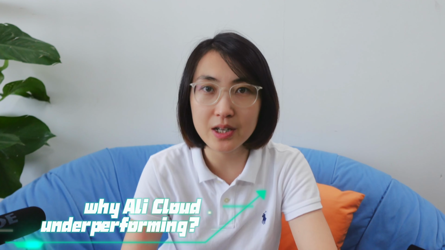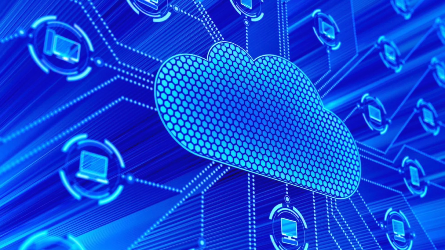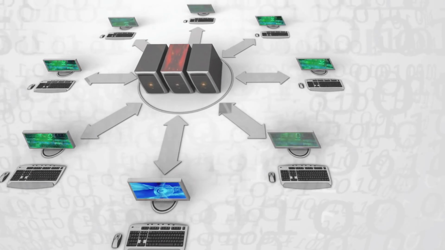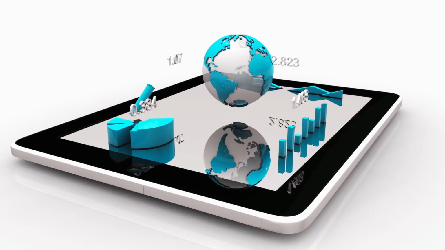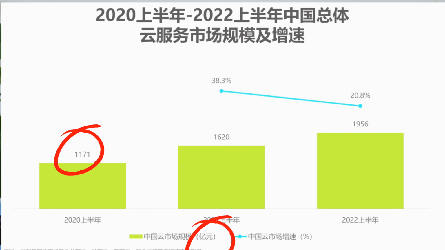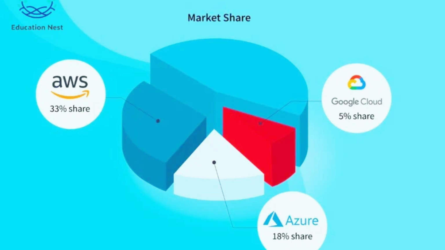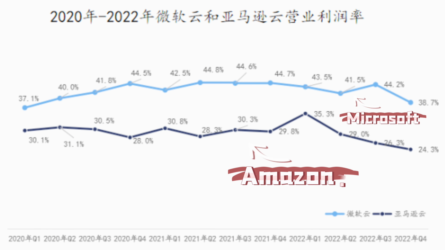Why is Alibaba Cloud underperforming? By 2030, according to industry experts' estimates, cloud computing spending will increase to at least 3 to 6 trillion RMB, while China's cloud computing market was only 177 billion RMB in 2020, representing a high growth pace of 20 to 30 times. In addition to the huge market prospects, cloud computing also constitutes a very good business. Microsoft and Amazon's cloud computing operating profit margins are close to 40%. As an industry leader, Alibaba Cloud is expected to eventually grow into a super giant.